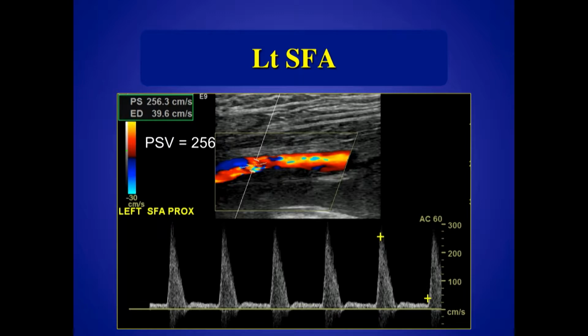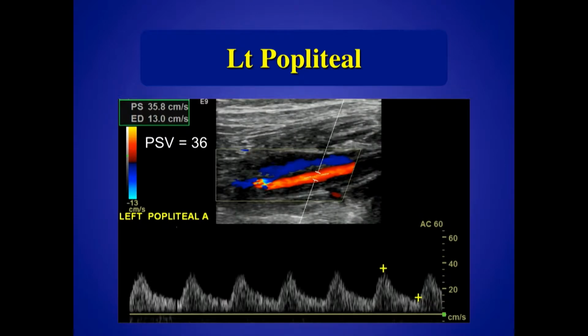And of course, just as I mentioned before with the renal and mesenteric studies, if I continue downstream, as I head toward the popliteal, there's a classic tardus parvus waveform, confirming that we have a significant lesion, and the velocity went from 256 to 36, showing decreased perfusion of the lower extremity.